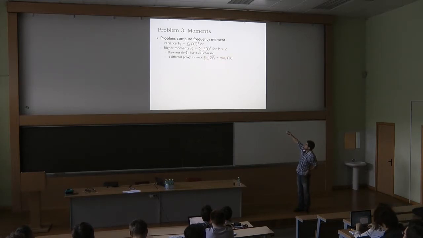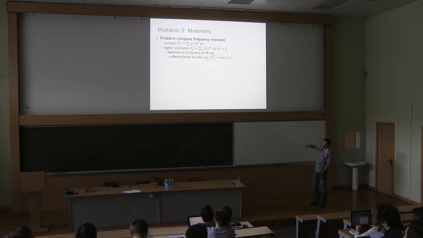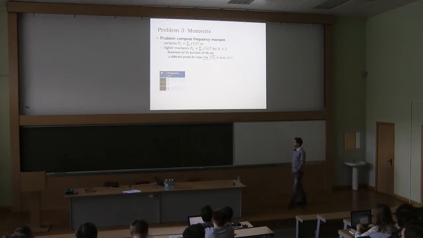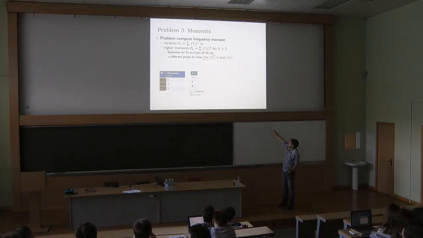Why does it make sense? If we take the limit of k going to infinity of the kth norm of the frequencies, then we exactly get the max frequency. Let me show you an example. Imagine this is the table. If we compute the 2 norm, the root of f2, we get something like 3.74. It's some overestimate of the max element, which is 3, the max frequency.